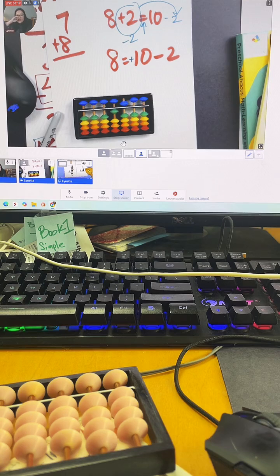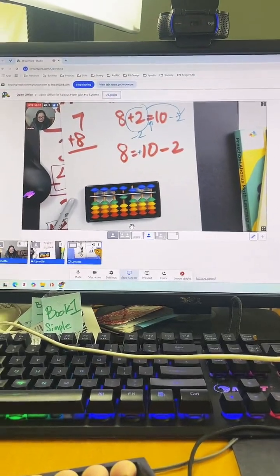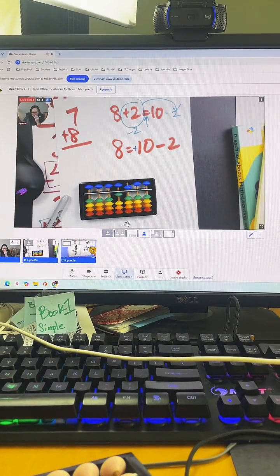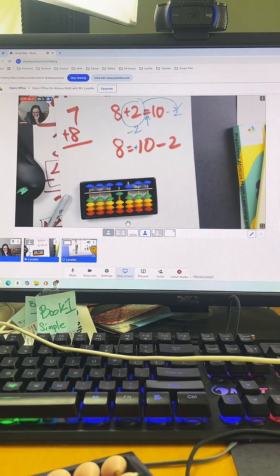So we have 7. And then, is there enough beads to add 8? No, there's not enough beads to add the 8, right? Because we have 7 here and we have 2 beads here. So what's another way? Well, what we need to do is add the 10, take away the 2. So we add the 10, just like that. We add the 10 and we take away the 2. So my answer is 15. So that's the fundamental idea of understanding how to add and subtract on the abacus.